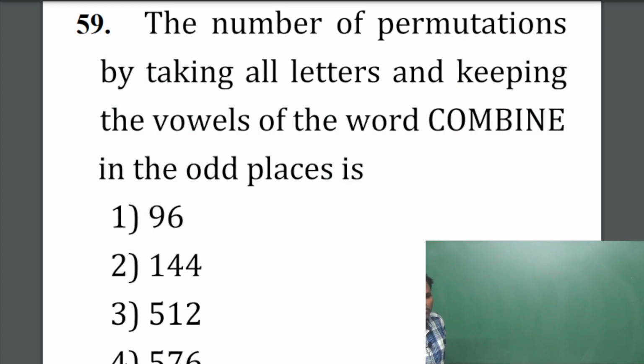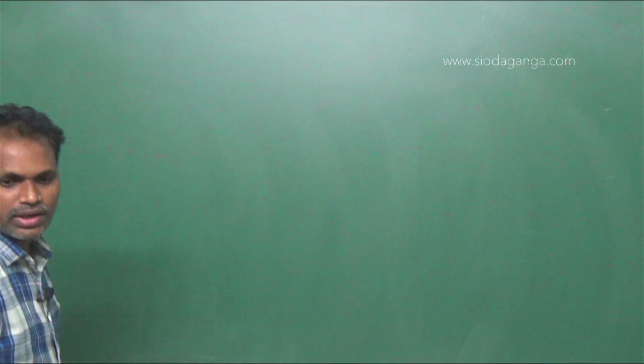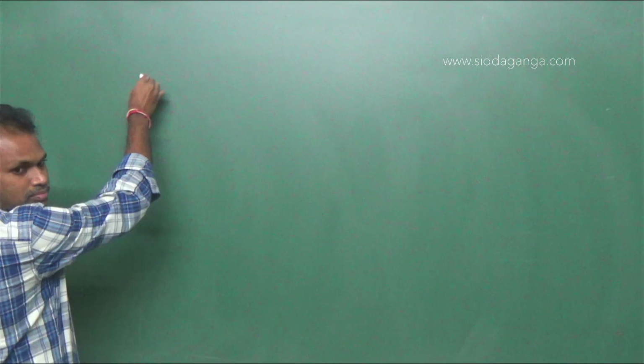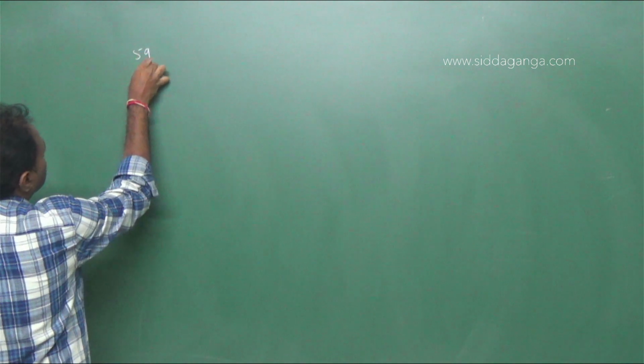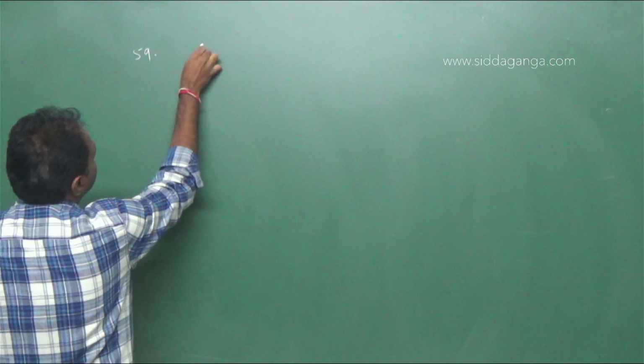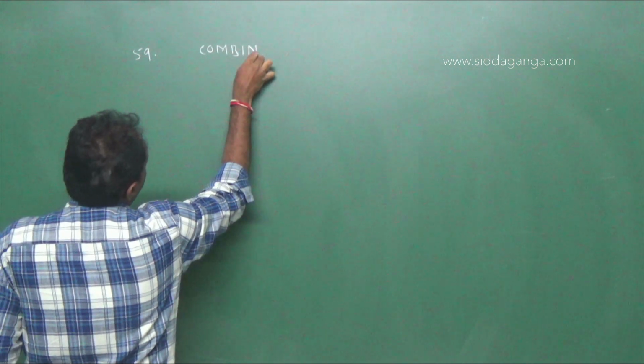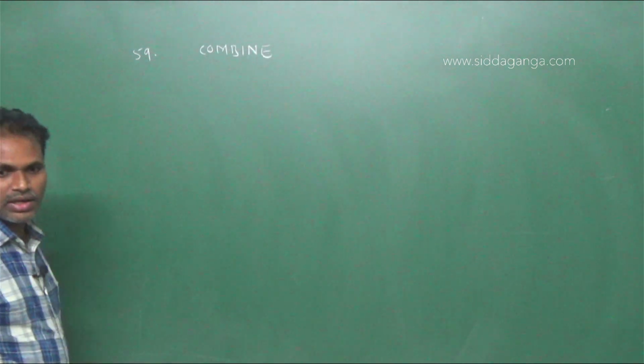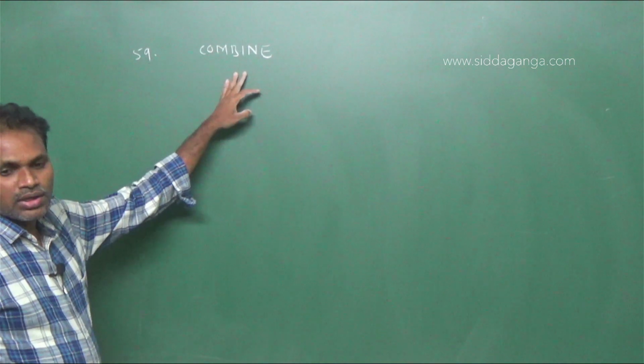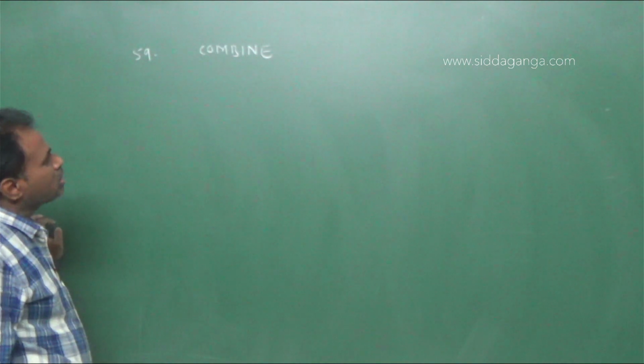The number of permutations by taking all the letters and keeping the vowels of the word COMBINE in the odd places. Now, here the given word is COMBINE. In this COMBINE, what are the vowels? You have to check.